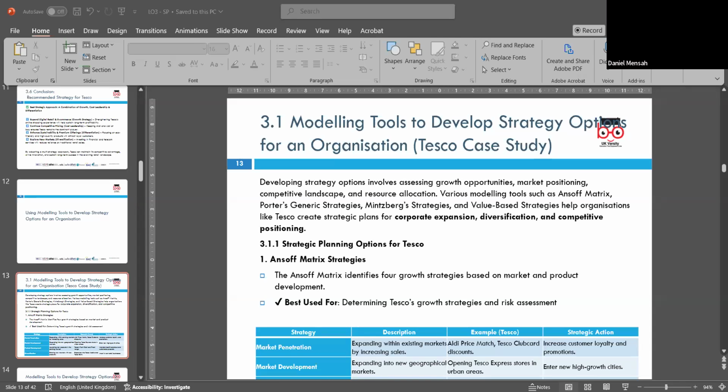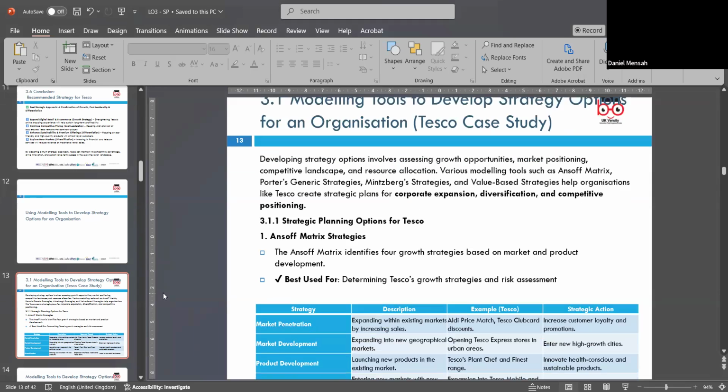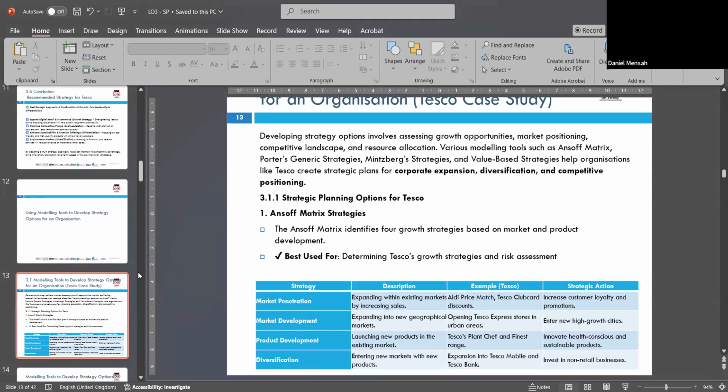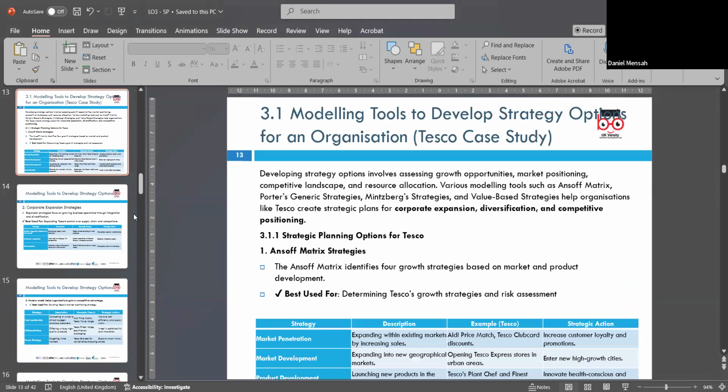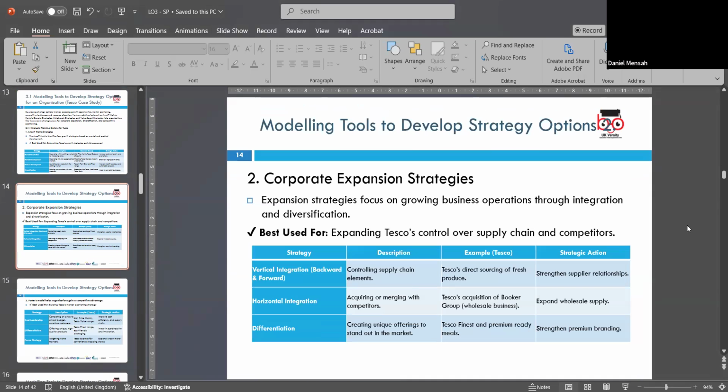So we have already covered two strategies, Ansoff's matrix is already in that one. And the second one is corporate expansion strategies. These strategies are mainly focused on control over supply chain operations, to make you better in control and run your operations smoothly.